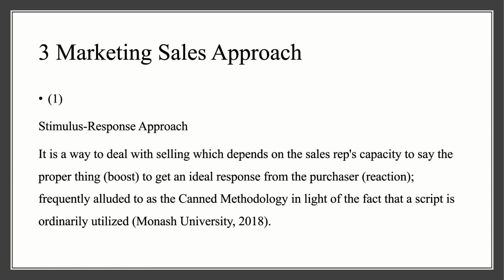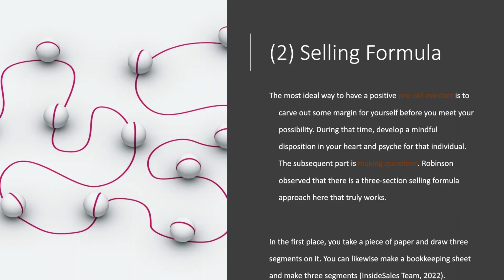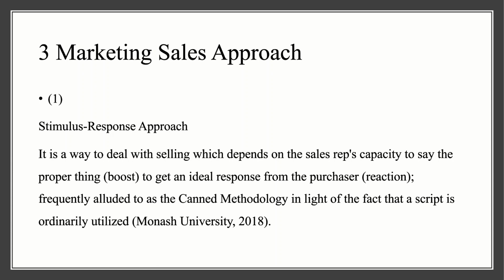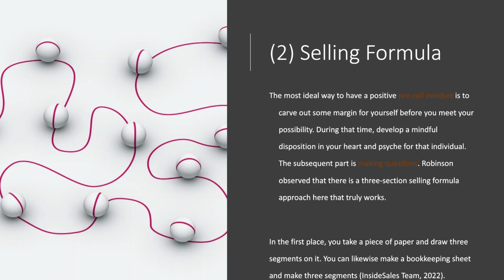Now to talk about the 3 marketing sales approaches. These are very interesting. There is a stimulus response approach, there's the selling formula, and there's the need satisfaction method. Going back to the first one, the stimulus response approach, or pattern sales approach. This is a way to deal with selling which depends on the sales representative's capacity to say the proper things in order to boost the ideal response coming from the purchaser, and this can also be in regards to the reaction frequently alluded to as the stimulus response. The second marketing sales approach will be the selling funnel.